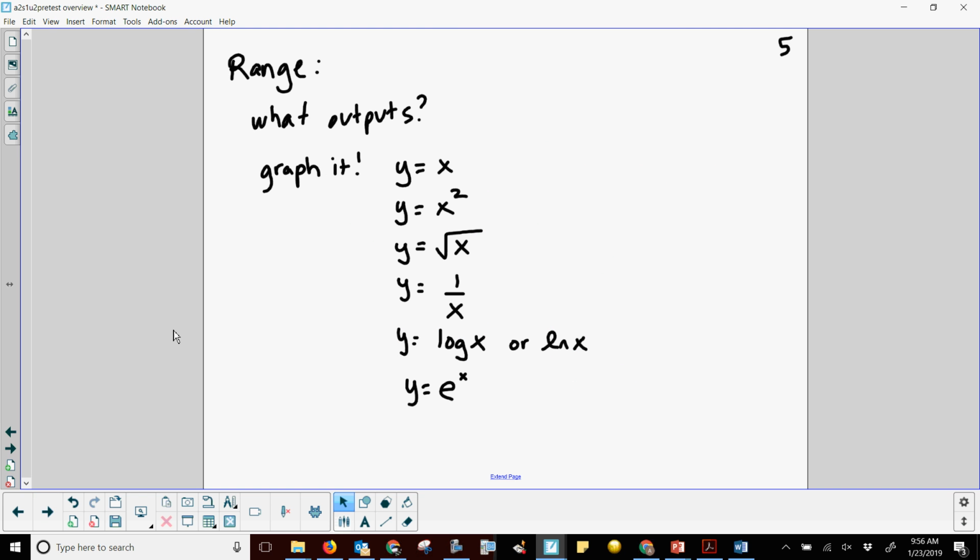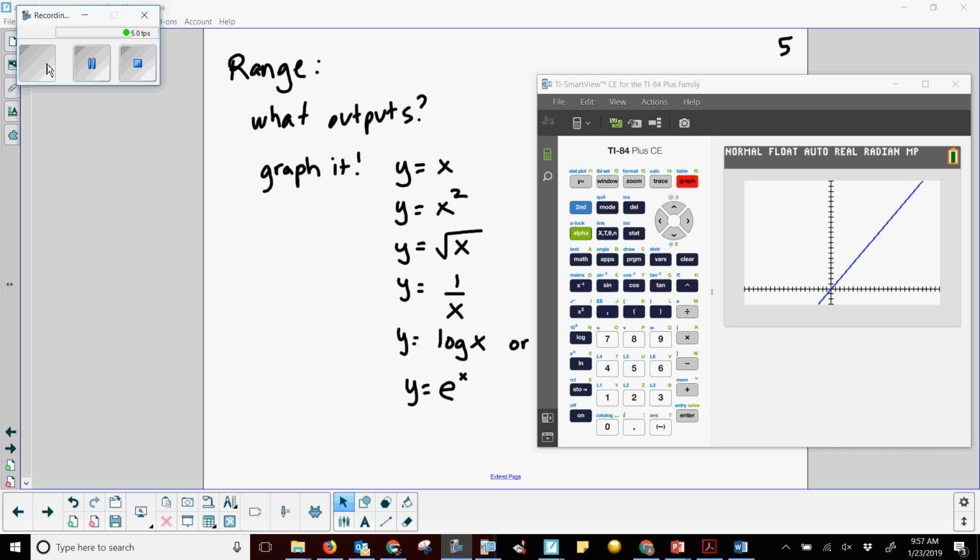Concept 5, talking about range now. Well, what kind of outputs are we looking at? And I'm going to use the graphing calculator for this, so I'm going to do a little bit of pausing as we go. What kind of outputs will y equals x spit out?